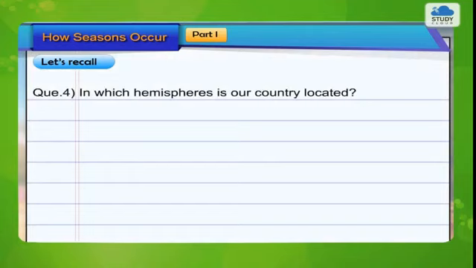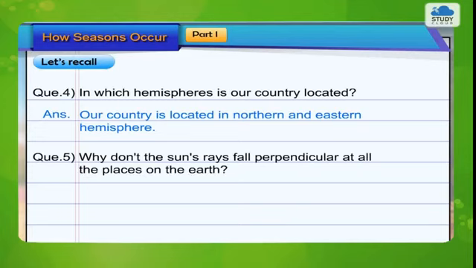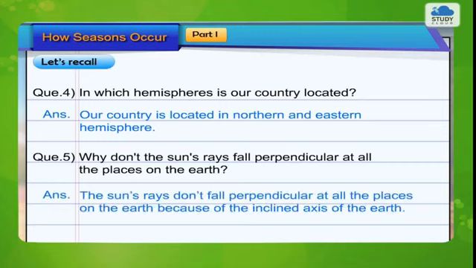In which hemispheres is our country located? Our country is located in the northern and eastern hemisphere. Why don't the sun's rays fall perpendicular at all places on the Earth? The sun's rays don't fall perpendicular at all the places on the Earth because of the inclined axis of the Earth.